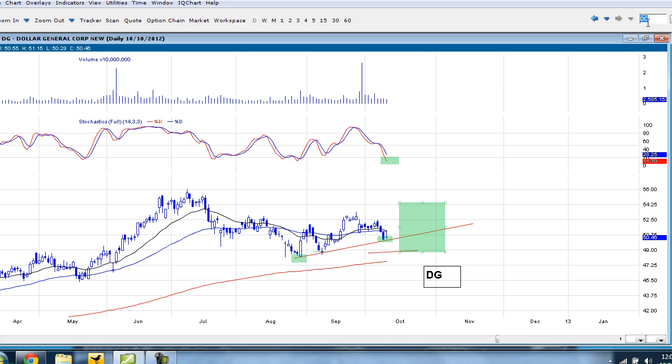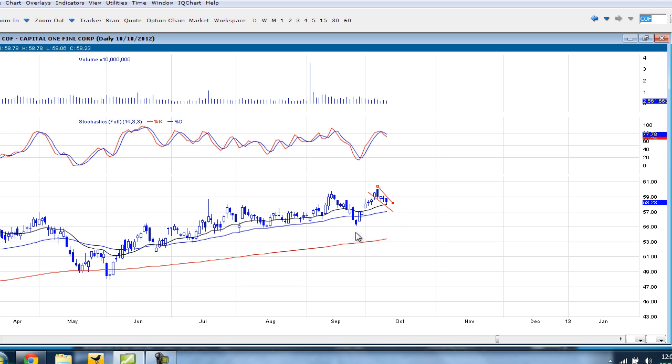And one last stock I haven't talked about in a while. I'm starting to do some research on it. Capital One Financial, nice flag. We traded this one back here. We called for this to make new highs. It made new highs, we took profits. It's pulled back underneath that recent high here. There's a little reversal here.